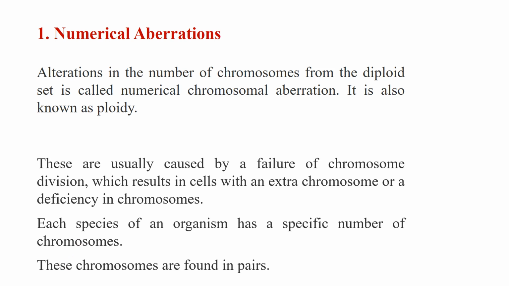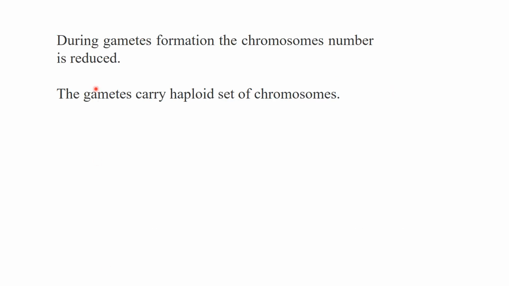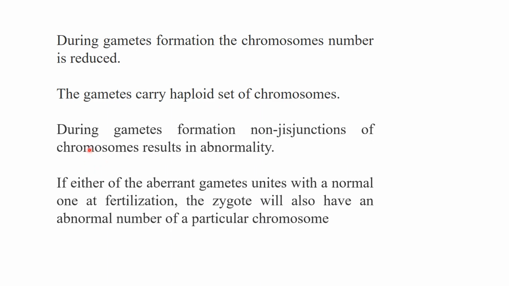The chromosomes are always present in the cell in a specific number, and all the chromosomes are present in pairs. During gamete formation, the chromosome number is reduced. During meiosis, each cell gets half the number of chromosomes. The gametes carry a haploid set of chromosomes. During fertilization, the haploid gametes will fuse and a diploid zygote will form. During gamete formation, non-disjunction of chromosomes results in abnormality.